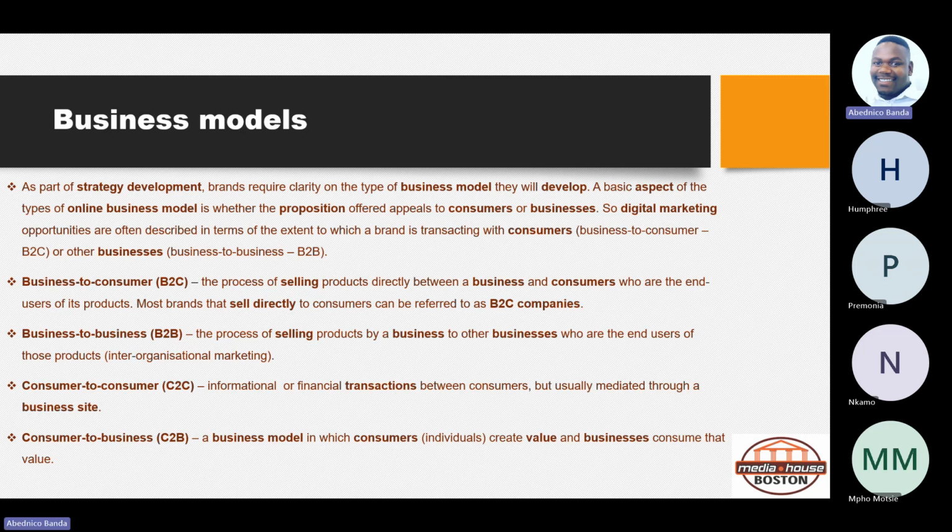So what is a business to consumer model? This is the process of selling products directly between a business and a consumer who are the end users of its products. So most brands that sell directly to consumers can be referred to as business to consumer companies. Guys, can you give me an example of brands that sell directly to consumers?